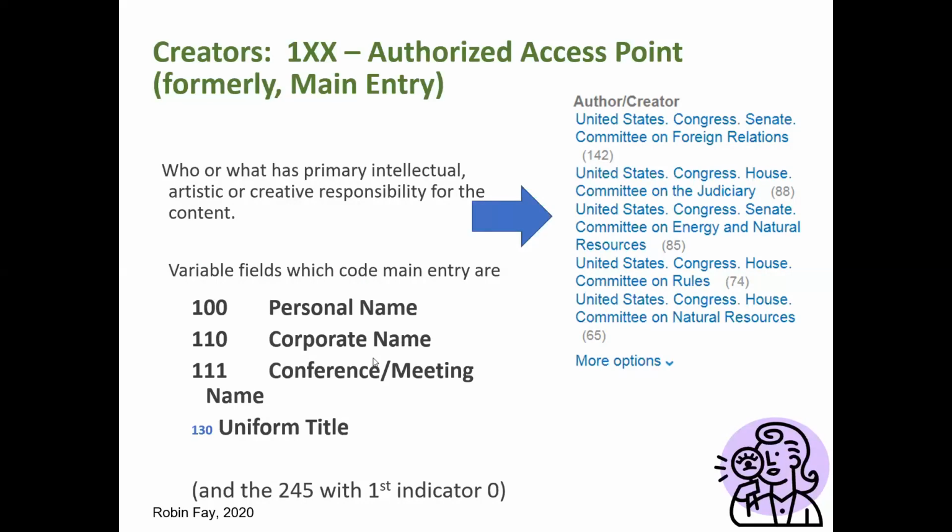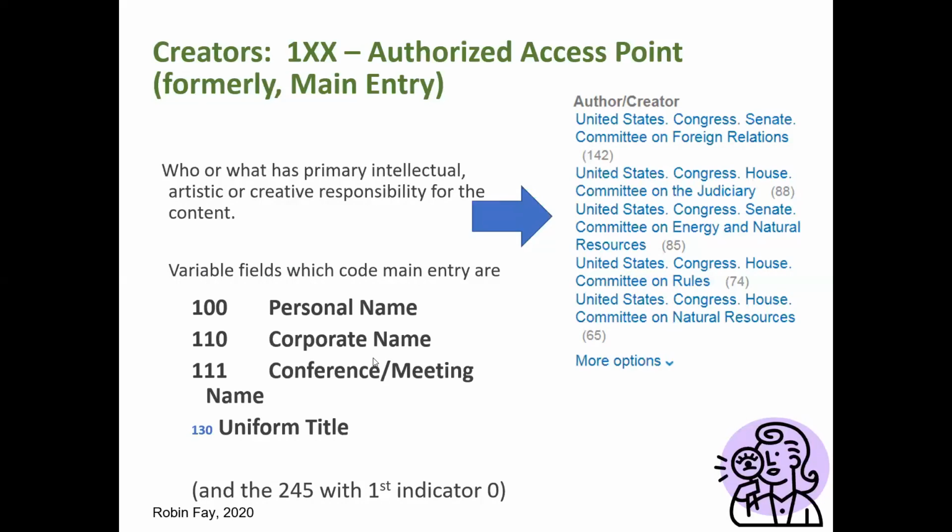So 100 is a personal name, like me. 110 would be a corporate name. A corporate name could be anything like United States Congress, Senate, Committee on Foreign Relations. 111 is a conference or meeting name, and 130 is a uniform title. If you have a 245 with the first indicator 0, that means there is no person listed, and you would have no one in subfield C of your 245. You'd have no creator associated with this.